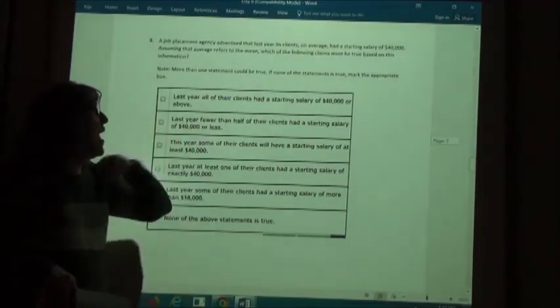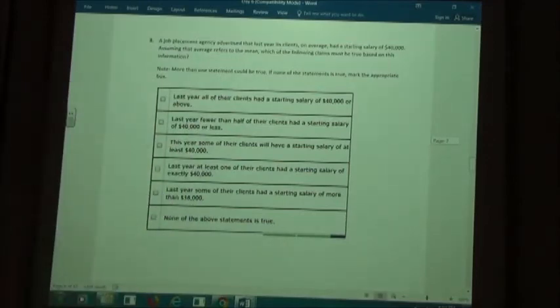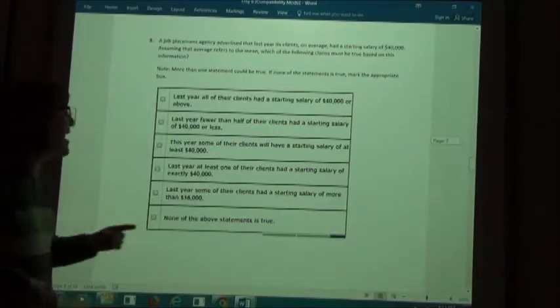Last year, fewer than half of my clients had a starting salary of 40,000 or less. False. Again, we can't say that it's exactly half. If it's the average, it doesn't mean it's half. If it was median, we could maybe say that.